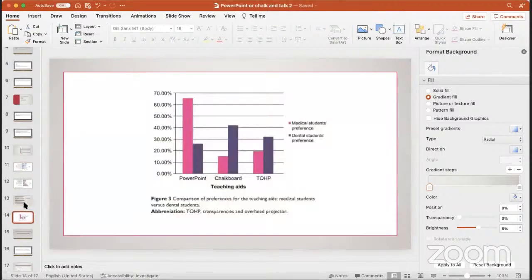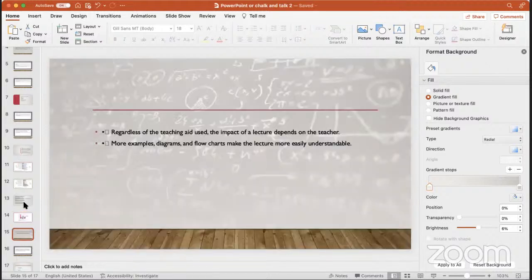This is another diagram which makes a comparison of preference of teaching aids, medical students versus dental students. The pink color is for medical student preference, and the purple for dental student preference. Medical students show a high percent, more than 60%, for PowerPoint presentation, followed by overhead projector, and the last for chalkboard. And the opposite for dental students, the top for chalkboard, and lastly PowerPoint presentation. Regardless of the teaching aid used, the impact of the lecture depends on the teacher. That means that if there are more examples, more diagrams and flow charts, it makes the lecture easier and understandable.